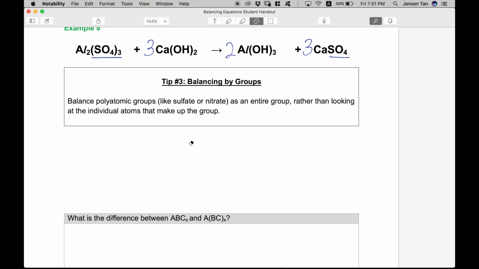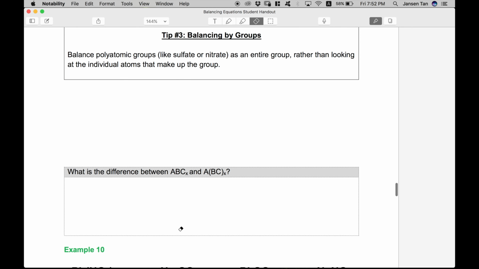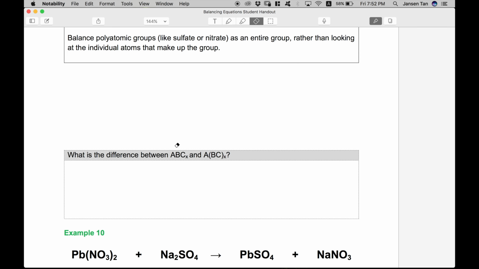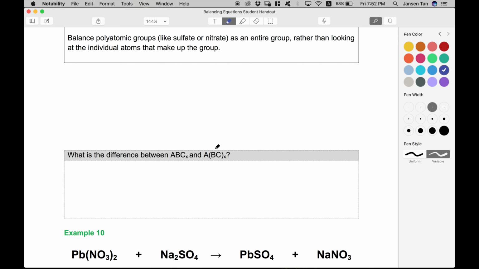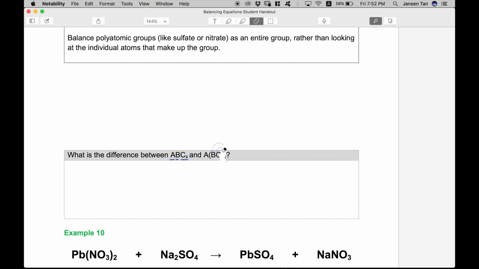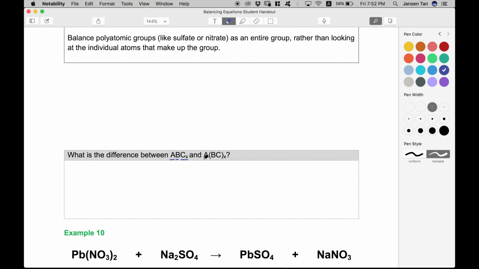This is also the first time we look at equations that have substances with brackets. So again, this is just to recap on your chemical formula. What is the difference between this and that? Remember, the number outside would apply to both of the elements that are inside the brackets. So this one, we have 1 A, 1 B, and X number of C. And on the right one, we have 1 A, we have X number of B and X number of C. So that's the difference.